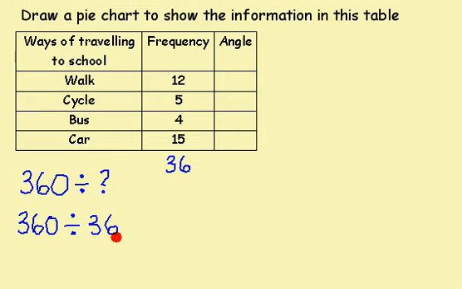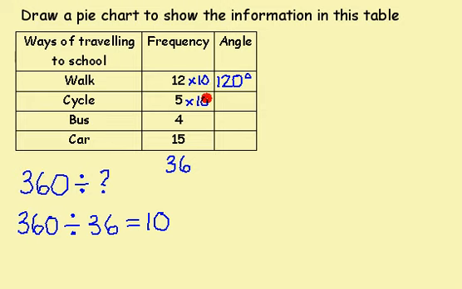Now I need to work this out. 360 divided by 36 gives me 10. The 10 I'm now going to multiply by each frequency, and this will give me the angle for my pie chart. So 12 times 10 is 120 degrees.